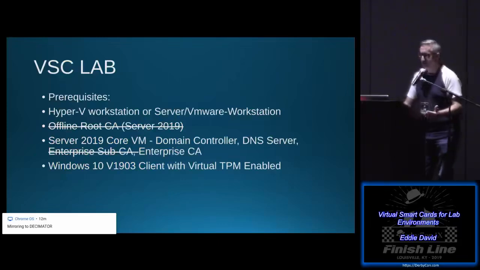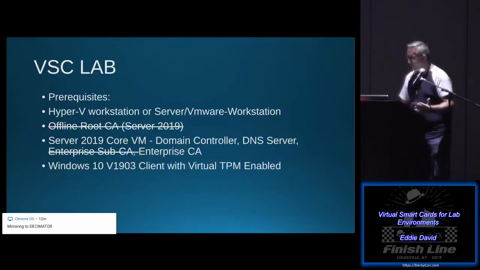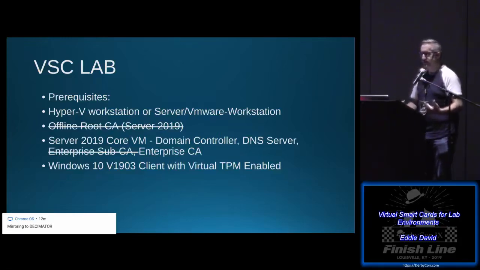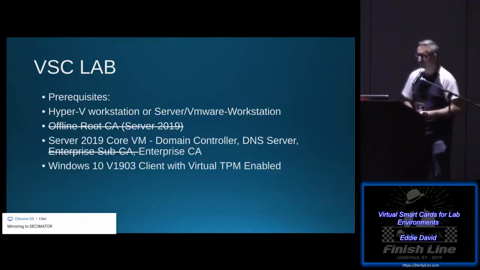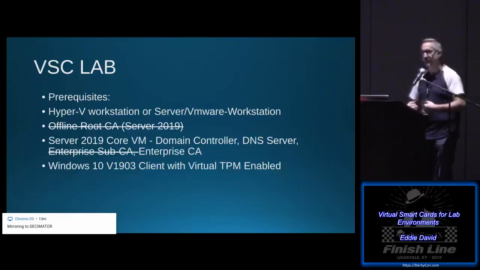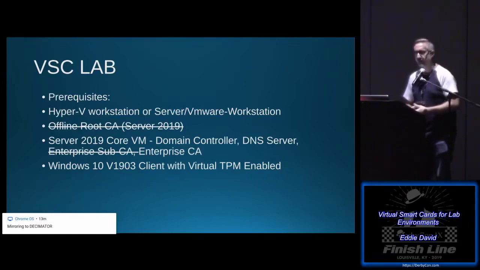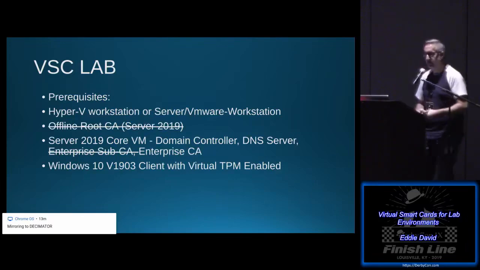So just a couple of prerequisites here. This works not only on Hyper-V Workstation, it also works on VMware Workstation. I crossed out a few things because this is normally how I would deploy an Active Directory Certificate Services environment. I'd have an offline root CA, an enterprise sub CA, and then an online enterprise CA. It's very important if you're doing this beyond a lab to have an offline root CA. It's going to prevent any type of compromise, or at least it's going to be a lot harder to compromise a root certificate authority when it's completely offline, desegregated from your network.